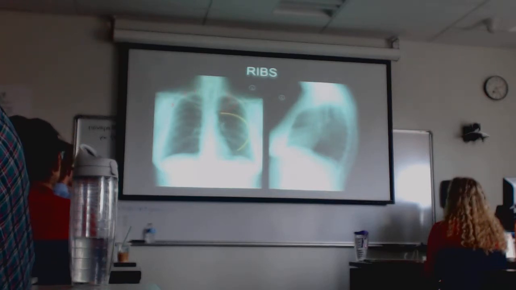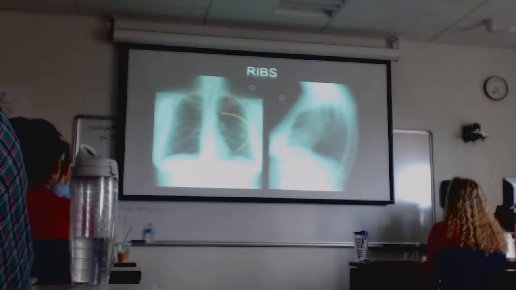Okay, so here's the ribs. Here's the first rib. This is the outline of the left first rib. Here's the outline of the sixth rib. Notice how it goes down and then it starts turning and it comes this way. So the anterior sixth rib could be all the way down here.